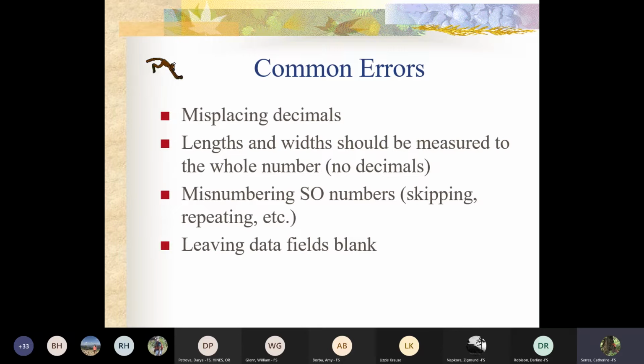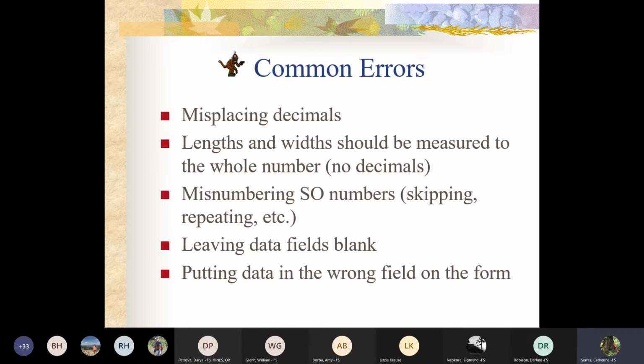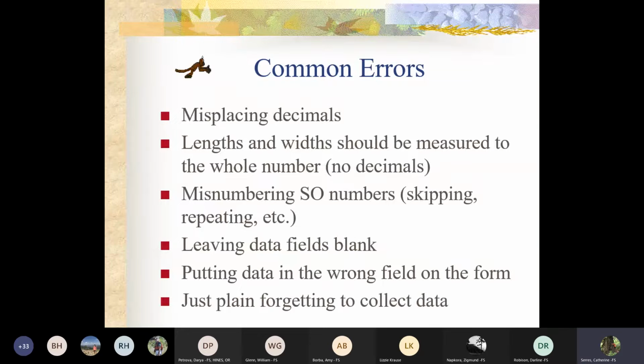And then one of the other big ones is just putting the data in the wrong field on the form. And then there's just always plain forgetting to collect the data. It definitely has happened. But it's one of those things that your recorder just needs to keep track of all those things that need to be collected and make sure that all the data fields are filled out correctly.